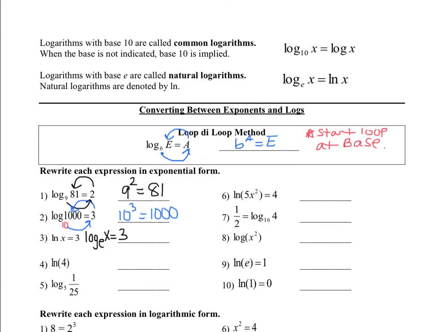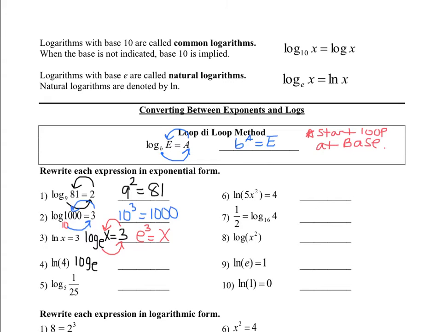Now you can do the loop-de-loop. Start at the base, go up to the exponent, come back down. So e to the third power equals x. Okay, same thing here. For number 4, log base e is the same thing as ln of x.